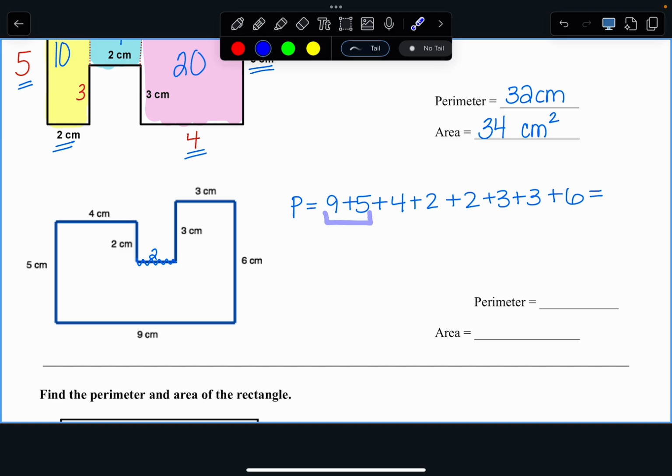So this gives us 14. Plus 4 is 18. Plus 2, 20. Plus 2 is 22. Plus 3 is 25. Plus 3 is 28. Plus 6 is 34. I guess it wasn't 33.